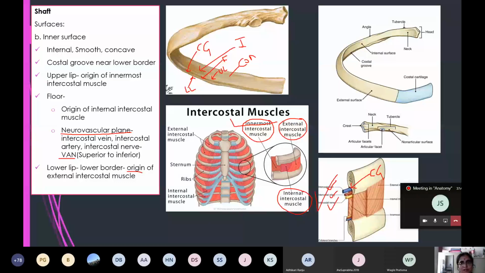Do you remember the femoral triangle? Yes, ma'am. And in the triangle also, the arrangement of the neurovascular bundle is from medial to lateral, it is VAN. But in the costal groove, it is also VAN arrangement, but how is it oriented? Is it medial to lateral? No, ma'am. It is from superior to inferior. Very good. Superior to inferior. Okay. This is a very important question.